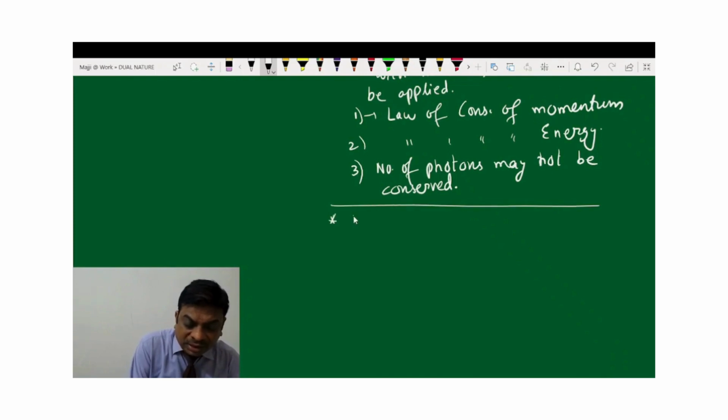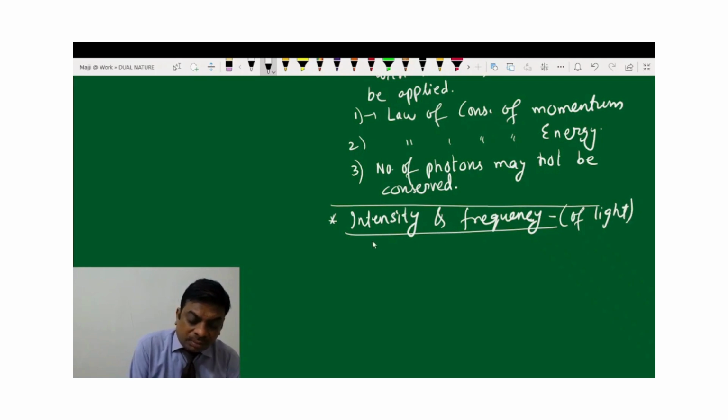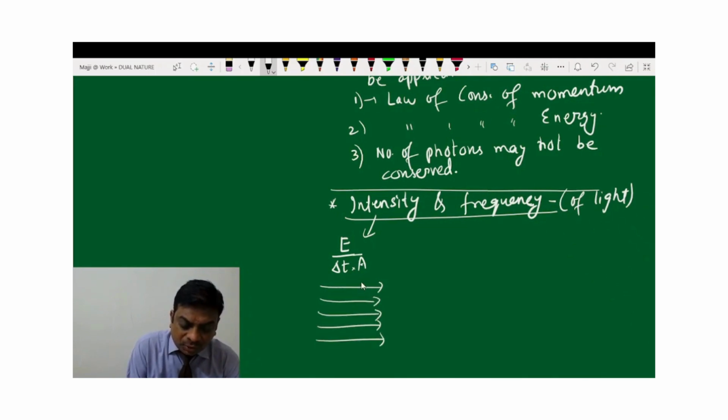Then, as we have already discussed intensity of light in the previous videos of electromagnetic waves, once again I would like to discuss these things because we'll be requiring this frequently in this discussion. Intensity and frequency of light. By intensity we mean the energy crossing per unit time, per unit area, the plane of the area being perpendicular to the direction of propagation. For example, if a light beam is going this way, and you consider a unit area perpendicular to the direction of propagation and a unit time interval, then the amount of energy crossing will be equal to the intensity.